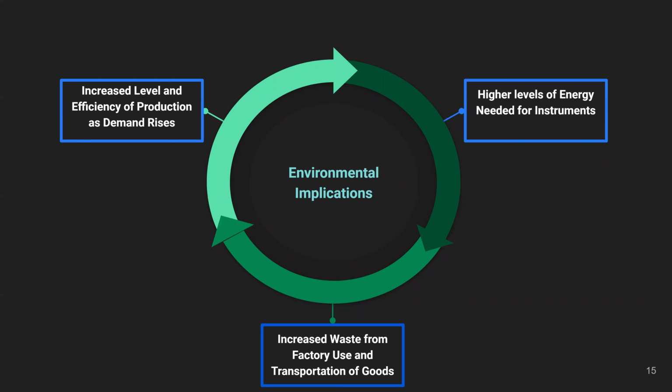Finally, there's environmental implications. You know, while companies like BMW are making efforts to remain carbon neutral, higher levels of manufacturing will inevitably have a negative impact on the environment. Increased level and efficiency of production as demand rises leads to higher levels of energy needed for instruments that are used in this way. And with these higher levels of energy and more production comes increased waste from both factory use and transportation of goods. While the increased production rates per day are beneficial for profits for the company, it has worse implications in the long term. Next slide, please.